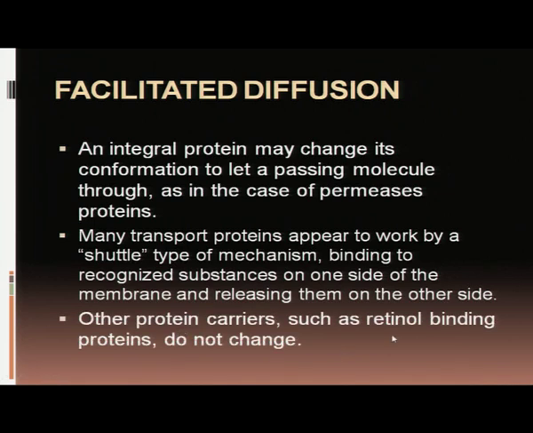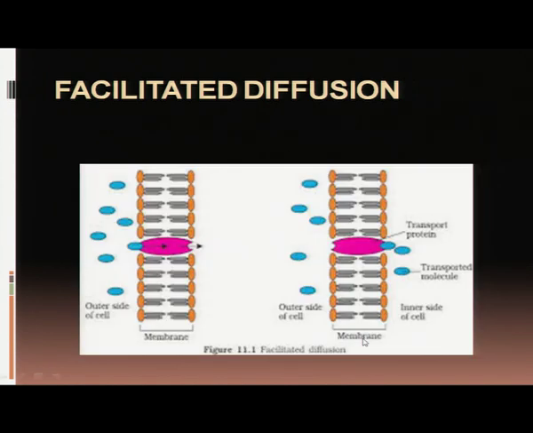Other carrier proteins, such as retinol binding proteins, do not change. So, what do these carrier proteins do? They bind to the substance to be transported on one side and then they change their shape and or change their direction, and in this manner the substance which was to be transported is taken to the other side of the membrane.